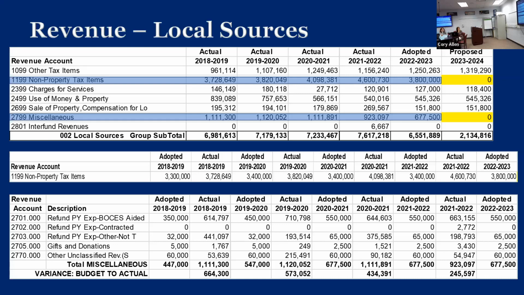So the first one, the 2701, is what they call the refund of prior year BOCES expenses. So again, we don't have much control over that. What happens is that BOCES builds their budget. Okay, the BOCES by law are not allowed to have any type of surplus or carryover. So any surplus that they have has to be redistributed to the districts. It's based on a variety of different factors.